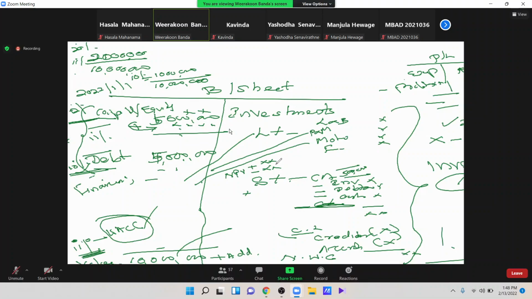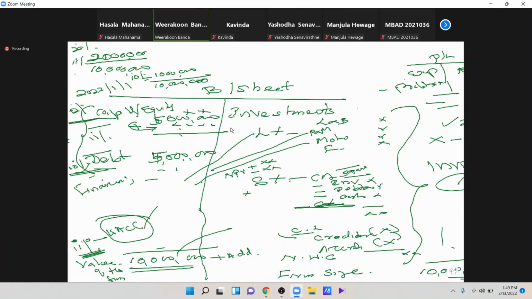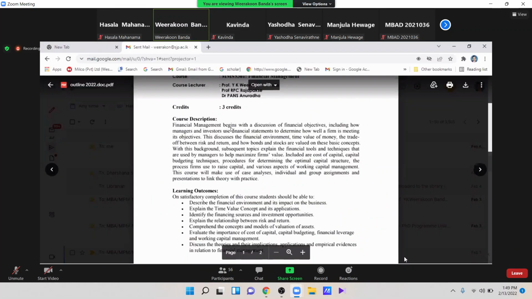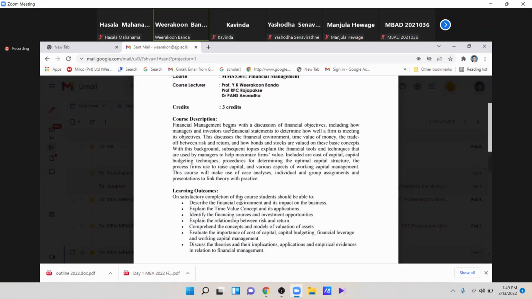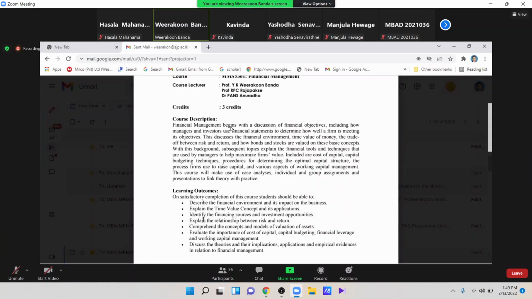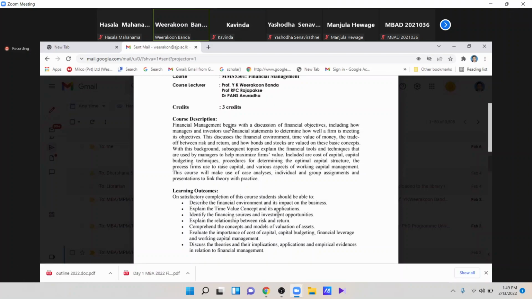So here it indicates the different topics, and also the learning outcomes. You can just go through that. Describe the financial environment and its impact on the business. Explain the time value of money concept and its implications. Identify the financing sources and investment opportunities.